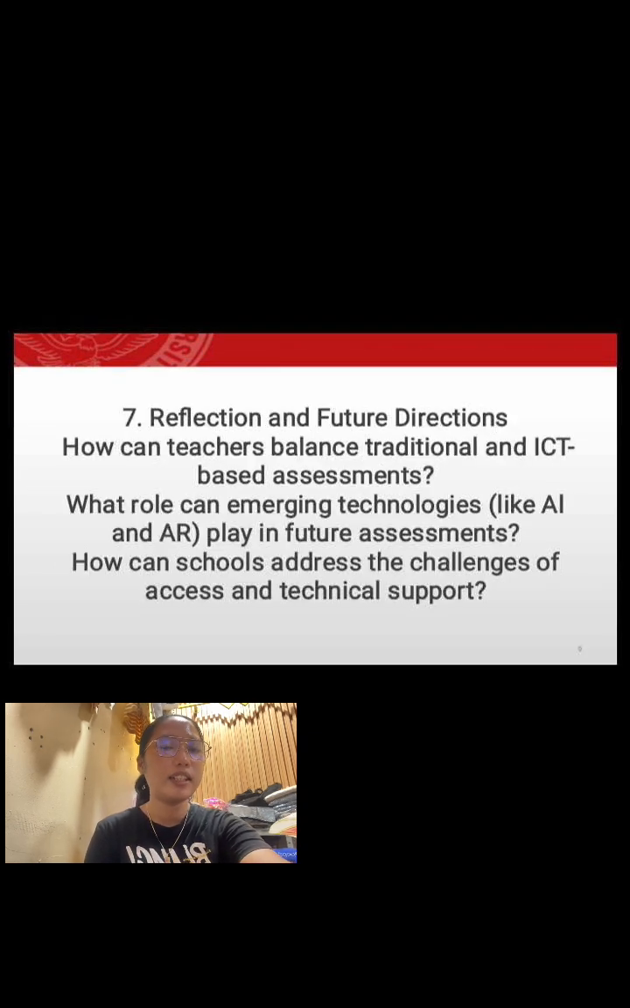Reflection and future direction is the last one. How can teachers balance traditional and ICT-based assessments? What role can emerging technologies like AI and AR play in future assessments, and how can schools address the challenges of access and technical support? So these questions can be asked to the teachers in order for them to reflect on whether ICT tools are really effective to the students nowadays.